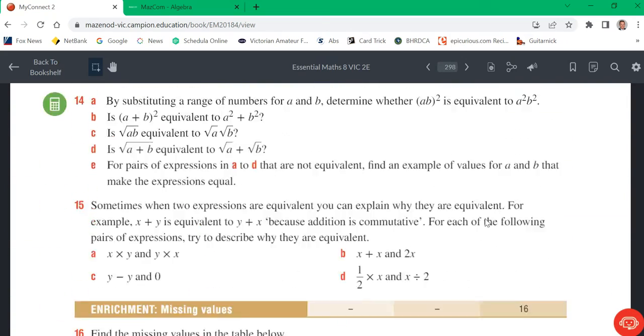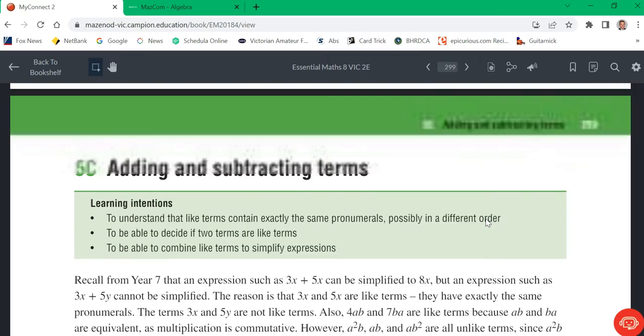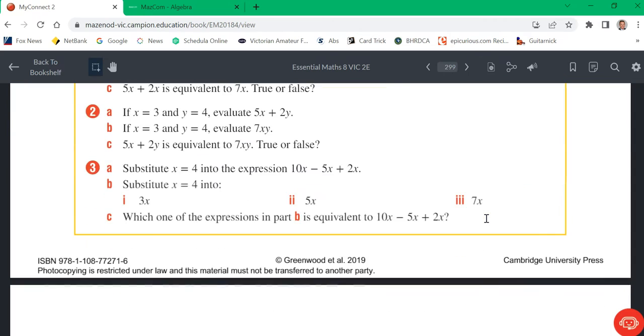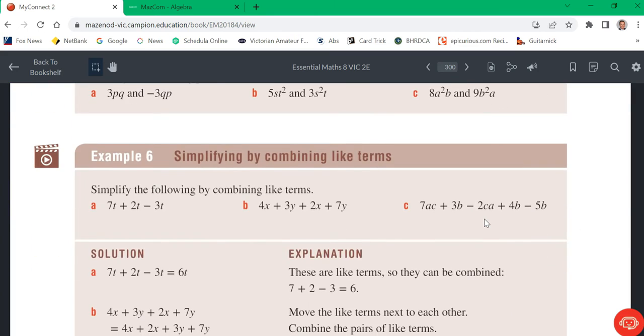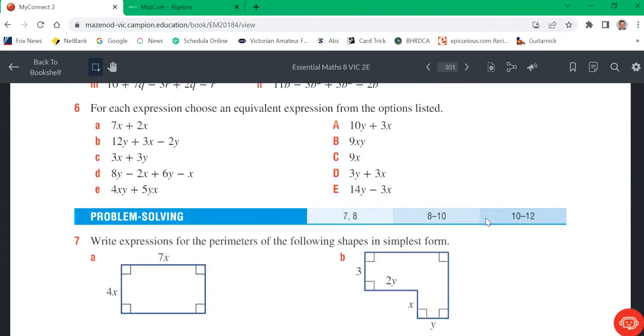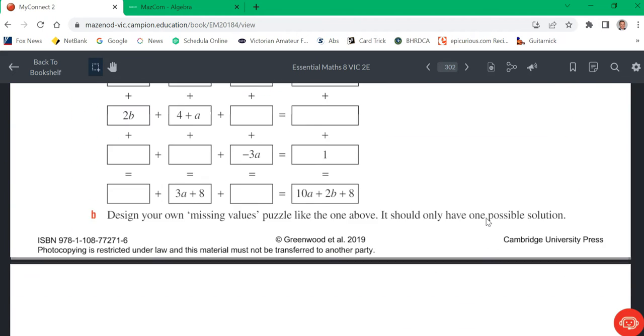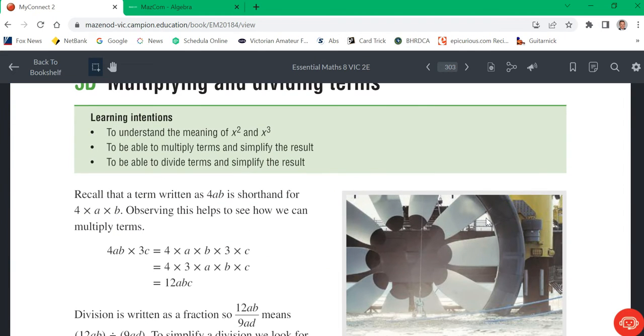Then 5C, we were having a look at adding and subtracting terms. We can only add and subtract like terms. They have to be exactly the same. Like terms are those terms that are exactly the same variable or pronumeral. So we remember that and being able to do that. We can multiply and divide unlike terms, but we cannot add or subtract. And it's often called collecting the like terms when you add or subtract the ones that are exactly the same.